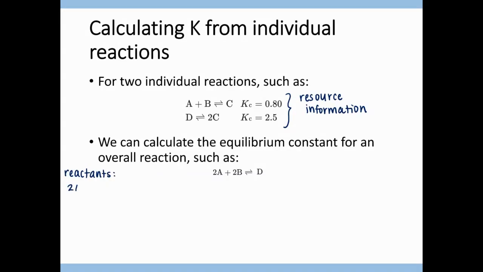So for reactants, we will use the equation 2A plus 2B is in equilibrium with 2C. We're using the original with the known K value, multiplying by 2 for the coefficients, so that we've got 2A and 2B. If we're multiplying coefficients by 2, then the K value for this reaction is the given K value, 0.80, squared. We raise it to the power of 2 because we've multiplied coefficients by a factor of 2.